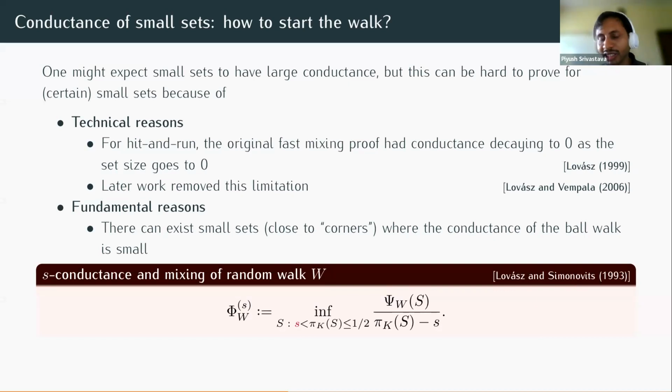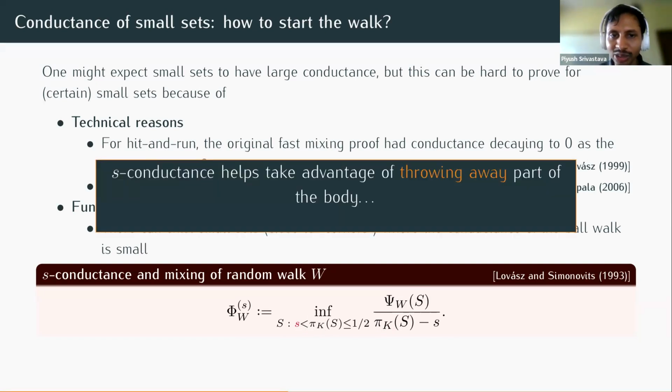To get around this, Lovász and Simonovits also defined a notion called s-conductance, where you neglect those small sets. The conductance is now defined as the ergodic flow divided by essentially the volume minus s, but you don't look at all sets, you only look at sets of volume at least s. So the small s is the parameter. If you can prove something about s-conductance, it's like you're throwing away part of the body, and it comes at a cost.